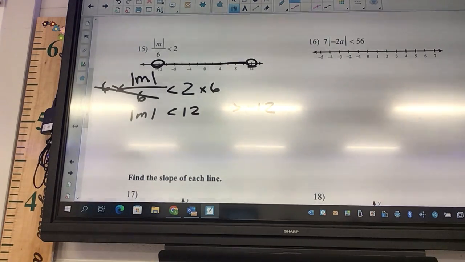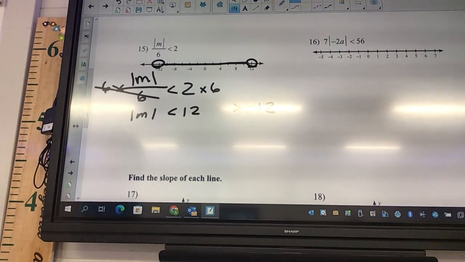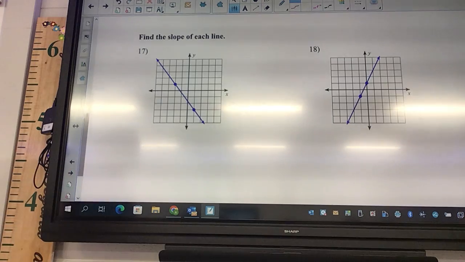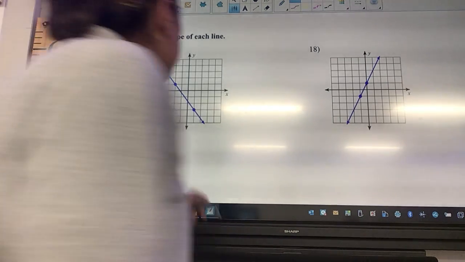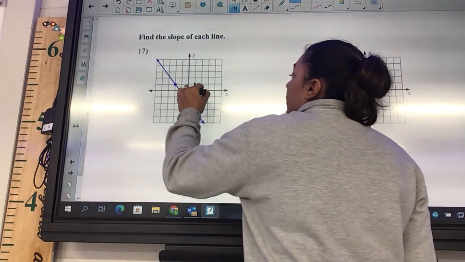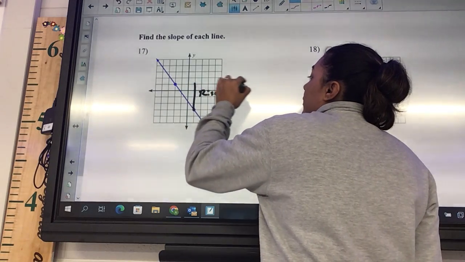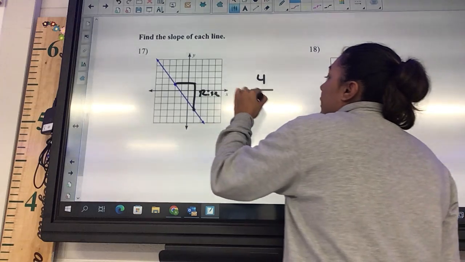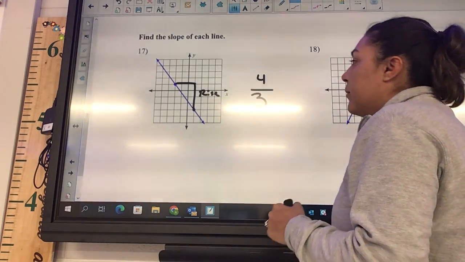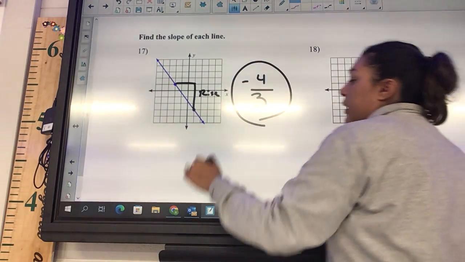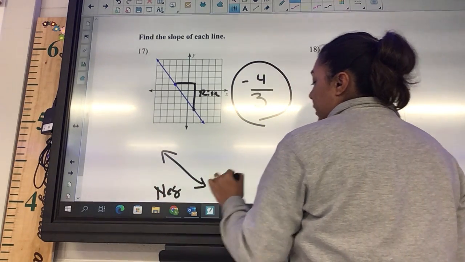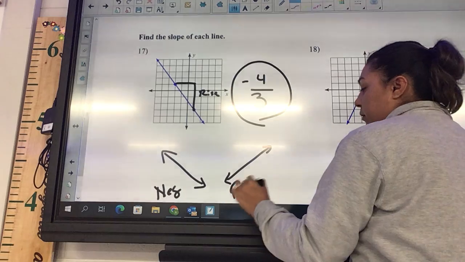The next section on here talks about slope. How do you find the slope with these two points? Rise over run. So how much do we rise? 4. So we rise 4 and we run 3. Is this positive or negative? Negative. So maybe somewhere on here, this is going to be negative, and this one would be positive.